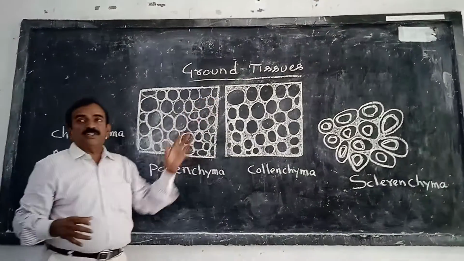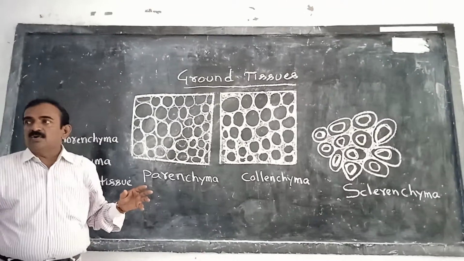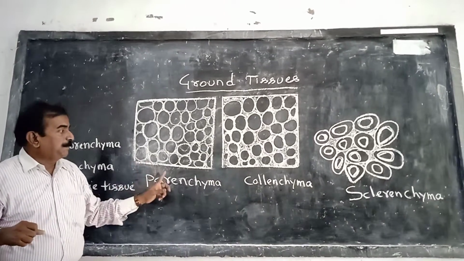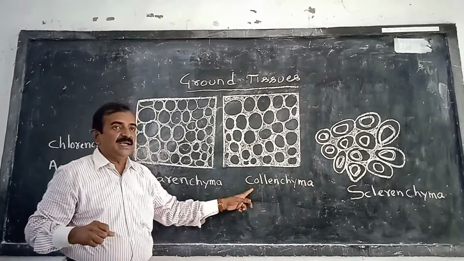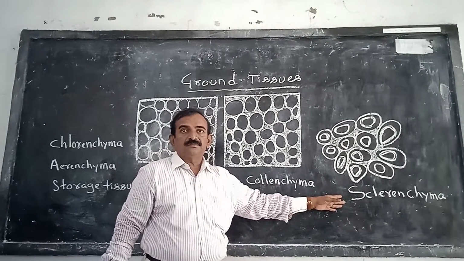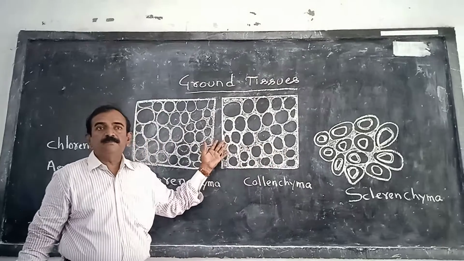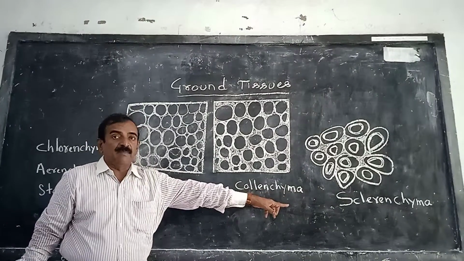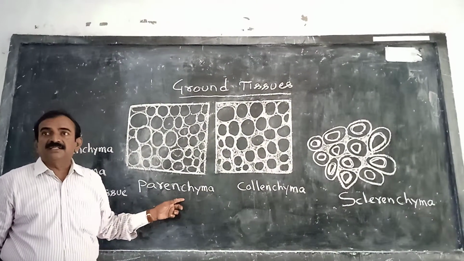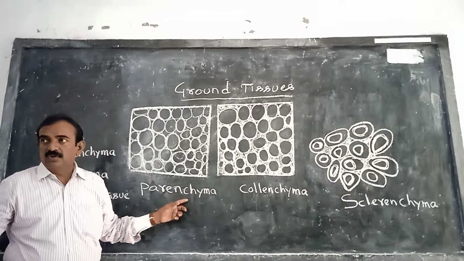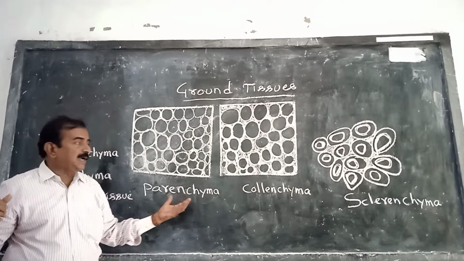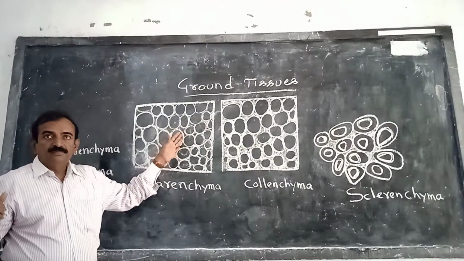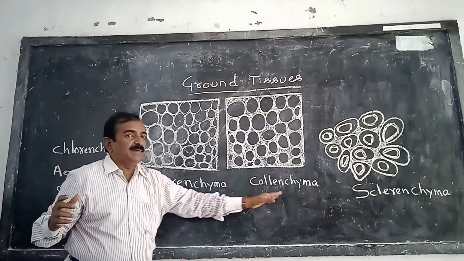Next, ground tissue is of three types. Ground tissues are how many types? Three types. What are they? Parenchyma, collenchyma and sclerenchyma. All these are scientific terms. Listen, children, don't write. All of you look at the blackboard. Parenchyma, collenchyma, sclerenchyma.